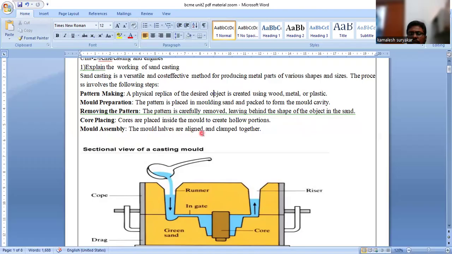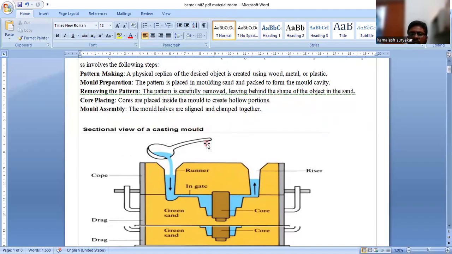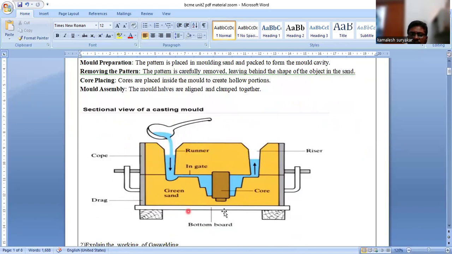Cores are placed inside the mold to create a hollow portion. So if you want to make a hollow portion, cores are placed inside. Now the material flows outside the core and it will be a hollow portion. In mold assembly, the mold halves are aligned and clamped together. This is a sand casting view you can see here. It is cut into two parts: the upper part is called the cope and the second part is called the drag.